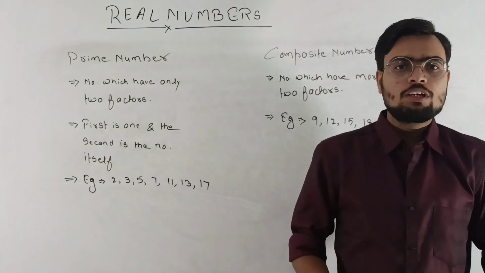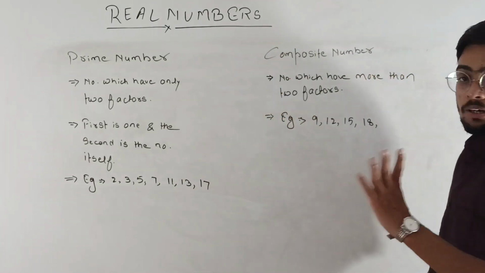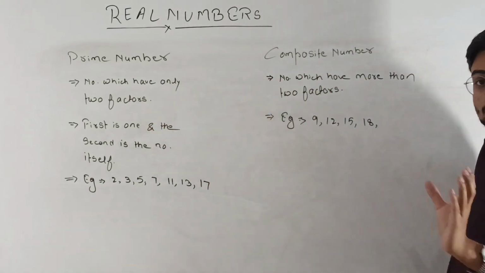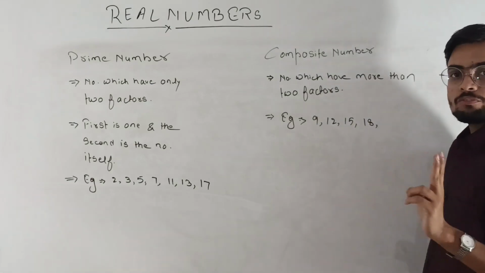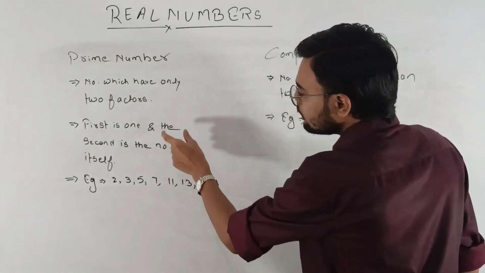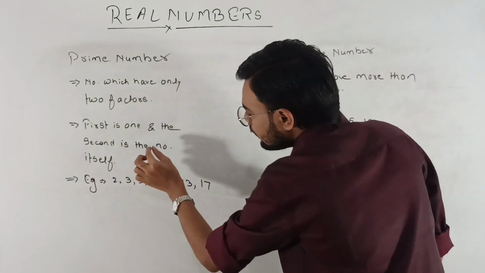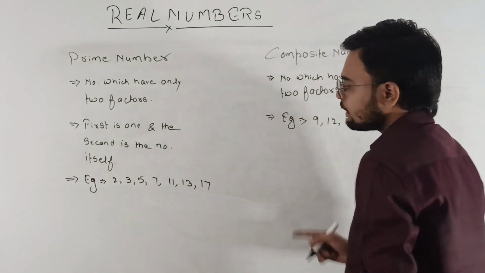Understood? Now let's move to our next topic, that is prime number and composite number. What is a prime number? A number which has only two factors. A number which only has two factors, then we say this number is a prime number. And which are the two factors? First factor is 1 and second is the number itself. Example: 2, 3, 5, 7, 11, 13 and 17.